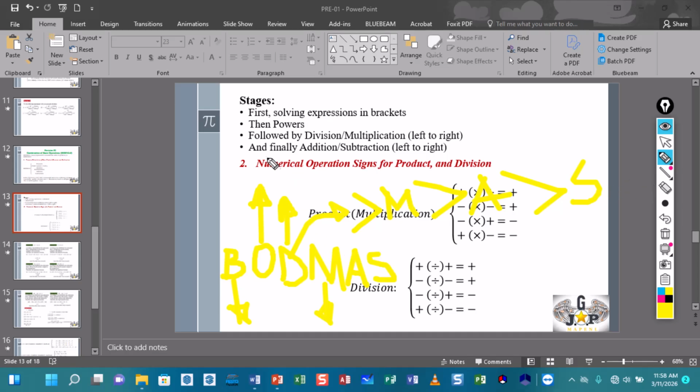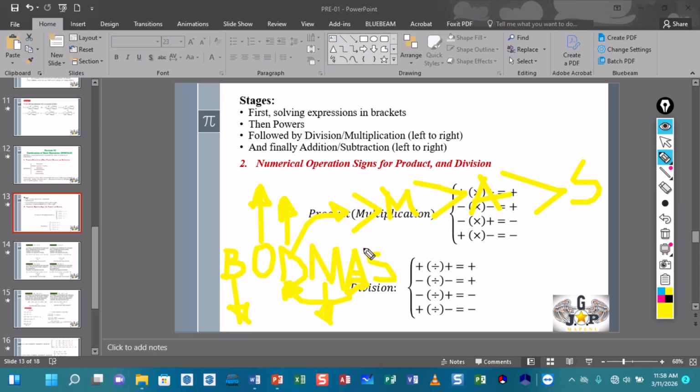So you follow by the division, multiplication, left to right, and finally the addition and the subtraction. In your operation, you can have the addition and the division and the addition. So because the division comes before the addition, you start with the division.